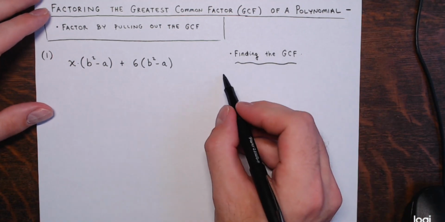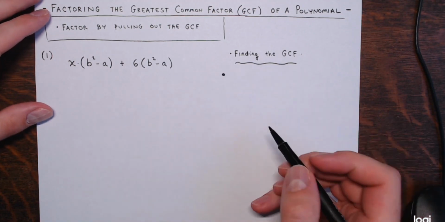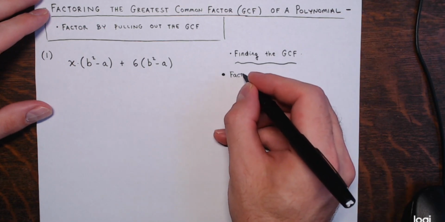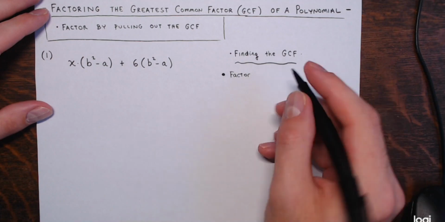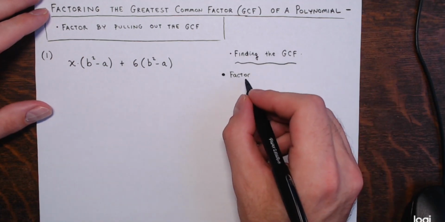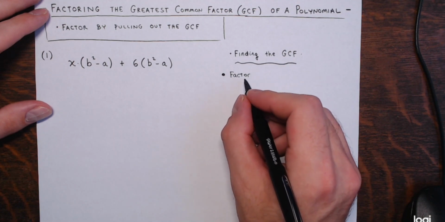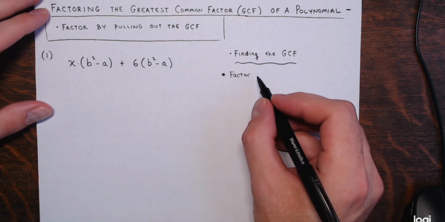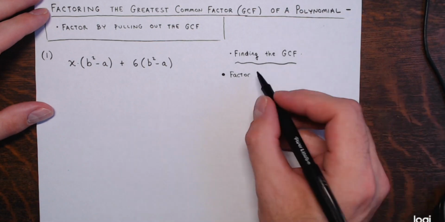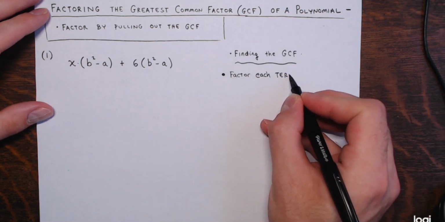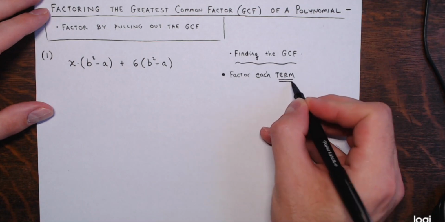So the first thing is to factor each term completely. I'm going to list the factors of each term. Now remember, factor means write as a product, right? Write as a multiplication problem, a multiplicative expression, however you want to say that. I'm going to factor each term completely.